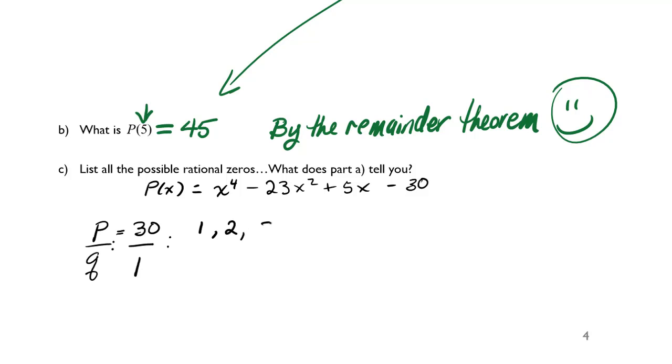1, 2, 3, 4 is not a factor. 5, 6, 7 is not a factor. 8 is not a factor. 9 is not a factor. 10 is a factor. 15 is a factor. And 30. So these are all my possible integers. Now remember, we have to do plus or minus on all these.